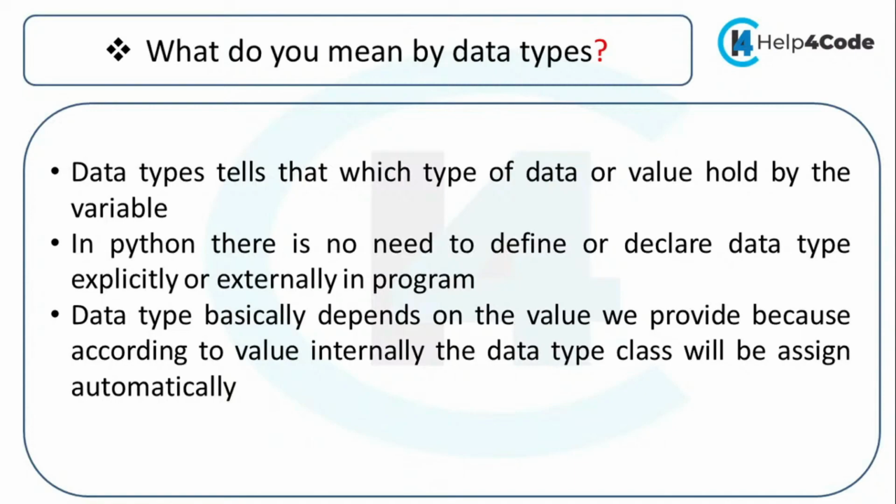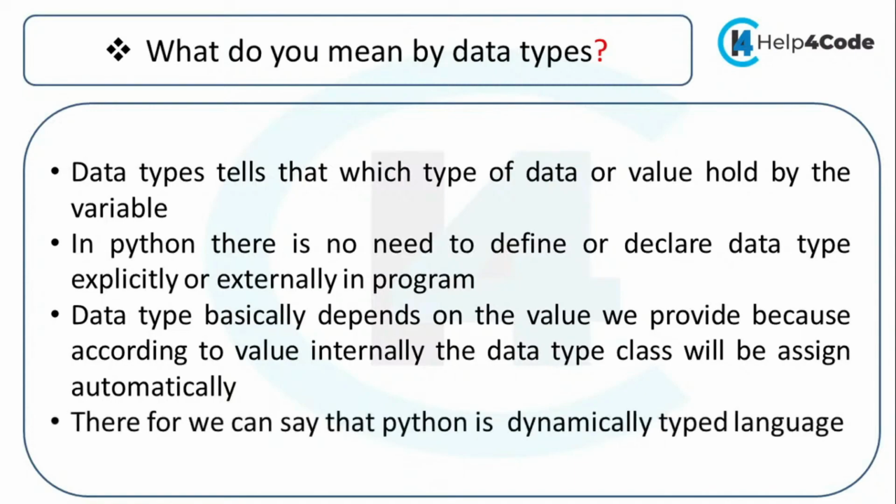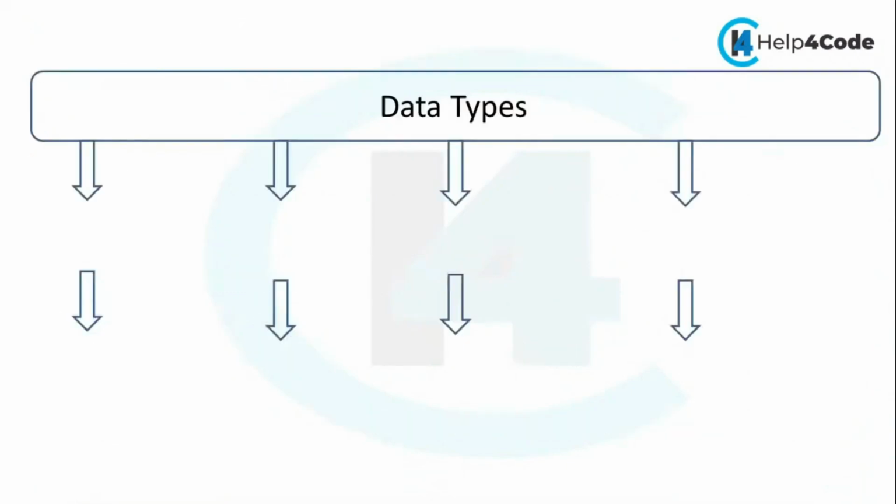So we have a number of data types available in Python. We can say that Python is a dynamically typed language. So generally, अगर कभी आपको ऐसी लाइन सुनने को मिले, like why people are saying that Python is a dynamically typed language. So this is one of the reasons why Python is a dynamically typed language.